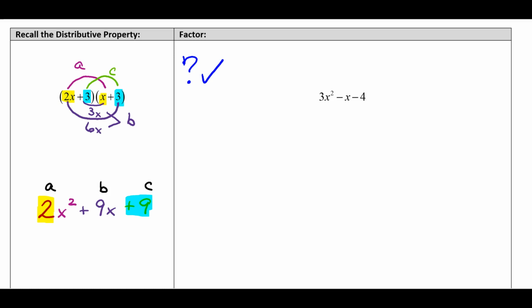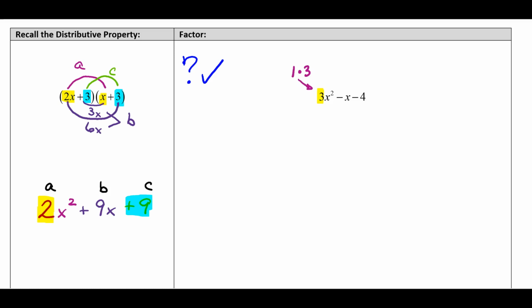So the first thing we have to do is sit down and list our factors of a and c. Because notice these numbers here had really nothing to do with b except for the fact that they added up once multiplied out. We really need to know what a and c are going to be. So starting with a, we have 3x squared. So to get 3, we have to multiply 1 times 3. That's going to give me my factors of a. So 1 times 3. That's all we have because it's prime.